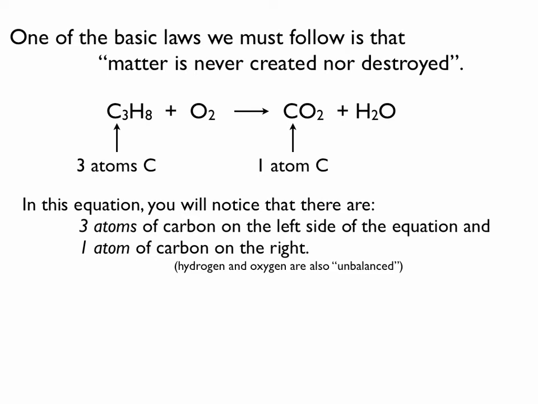One of the basic laws we must follow is that matter is never created nor destroyed. What that means is, if you count your atoms, you'll notice you've got 3 atoms of carbon on the left side as a reactant, and you've only got 1 atom of carbon on the right side as a product. Somehow we've lost 2 atoms of carbon, and this just can't happen. If you take a look at hydrogen, you'll notice that there's a disparity between the hydrogen on the left side of the reaction arrow and also on the right side, and there's also a difference in the oxygens. We have to fix this.